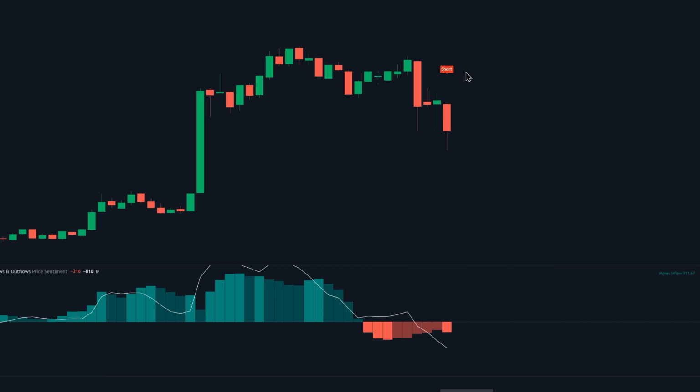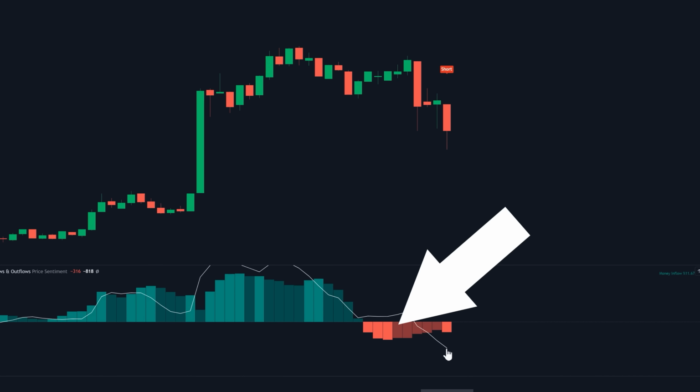Let me show you. Condition number 1, we need to have a short signal printed from the PT Market Beacon. Now, corresponding to this signal, you want to look down here and the most recent histogram bar should be colored red. This indicates that more traders are closing out of their long positions, suggesting potential bearish momentum. Also, this white line should be under the zero level to indicate that sellers are stronger than buyers, which may put a downward pressure on the price.